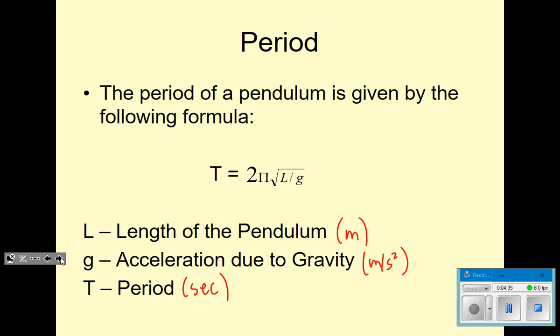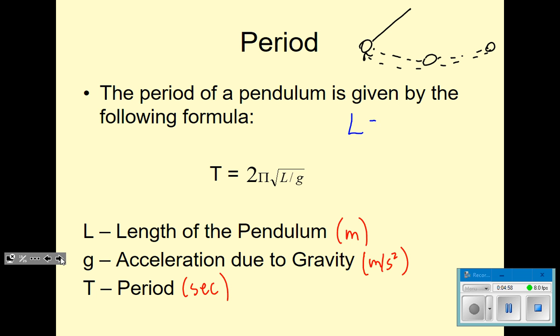If we're talking about the amount of time for one swing, it swings to the bottom, and then it swings over here, and then it'll swing back. That is a complete cycle. So the amount of time it takes to do that entire thing would be the period. Okay.